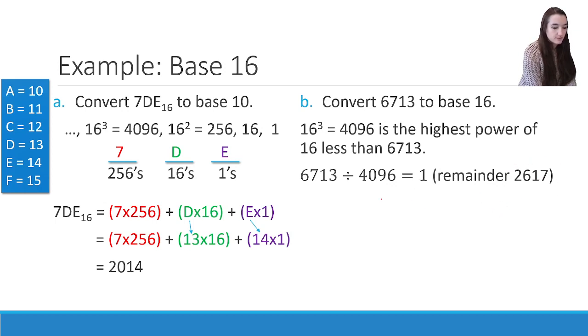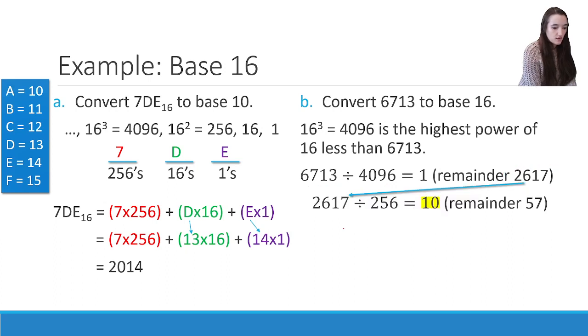It's a pretty big remainder, right? So I find the remainder by multiply and subtract. When I multiply these together, it'll equal 4096. I subtract 4096 from 6,713, and I will get 2617. So now I take that remainder and I repeat. I do 2617 divided by 256, because 256 is my next position. And that's going to equal 10 with some decimal places, right? With a remainder of 57.